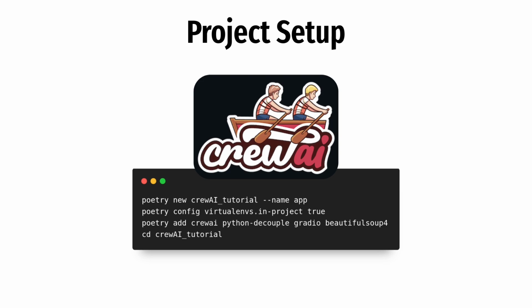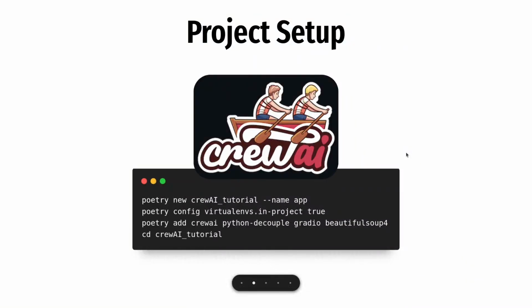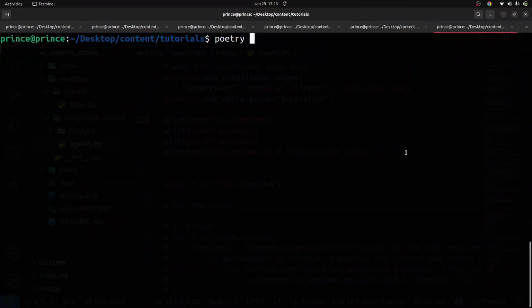Okay. So in this case, I'm going to be using Poetry, and actually, this is the first time I'm using Poetry in any YouTube tutorial. But yeah, let me just use Poetry for this. So I'm going to go into my terminal. Once I'm in my terminal, I'm in a folder called tutorials where I have all my tutorial folders. So I'm going to say poetry new, and I'm going to call it CrewAI_tutorial, and then --name, and then give it an app.